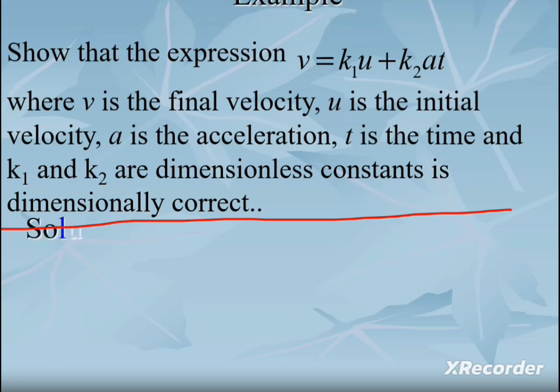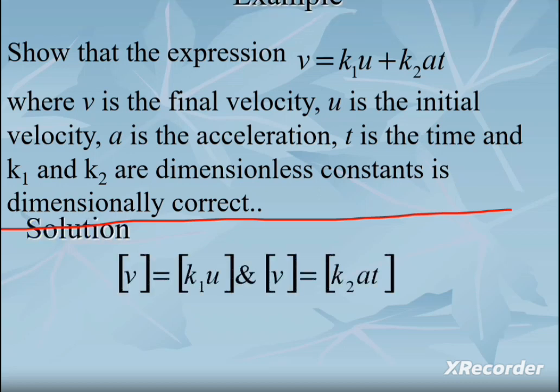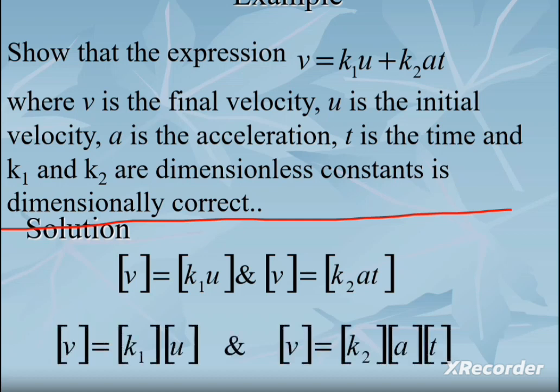Let me do it like this. Show that the expression v = k1u + k2at, where v is the final velocity, u is the initial velocity, a is the acceleration, t is the time, and k1 and k2 are dimensionless constants, is dimensionally correct. What are you going to show? What are you going to do?